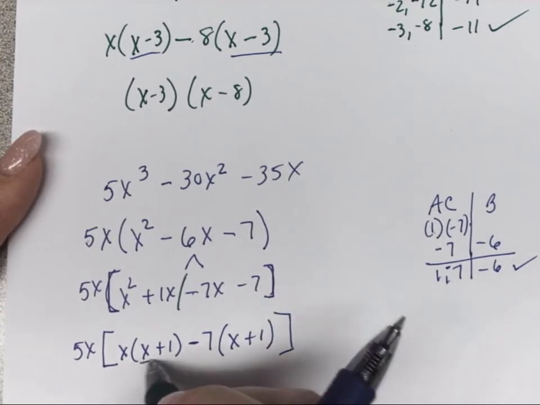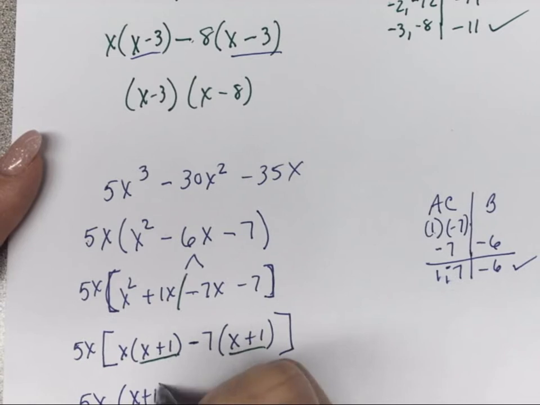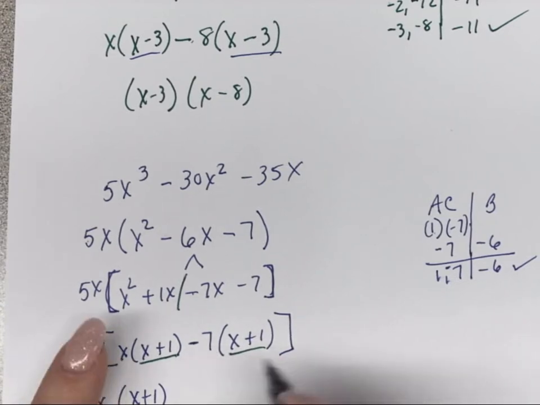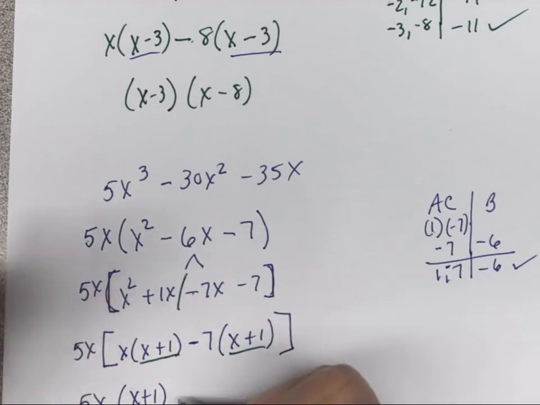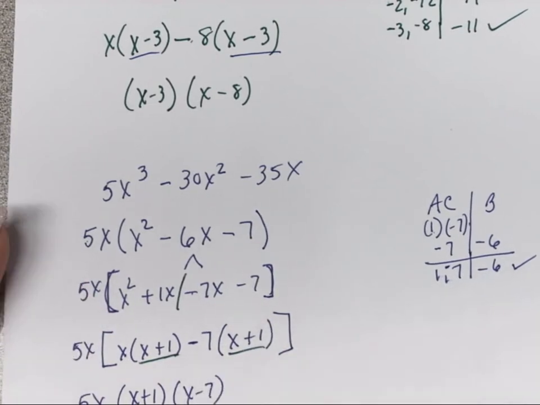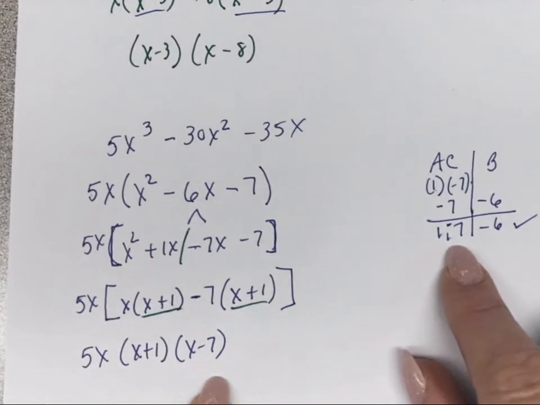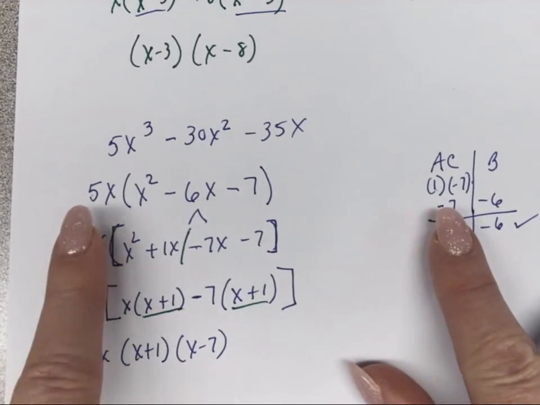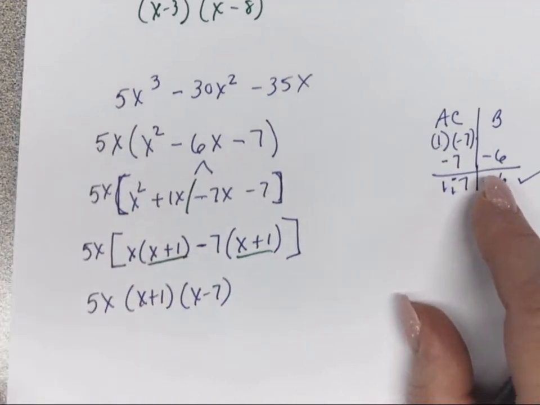My parentheses matched, so now I'm going to have 5x times my x plus 1, and then when I factor out the x plus 1s, I'm left with my x minus 7. Oh, notice, we got our x plus 1 and our x minus 7. So again, when it had a 1 out front, after we factored out, we get what we find.